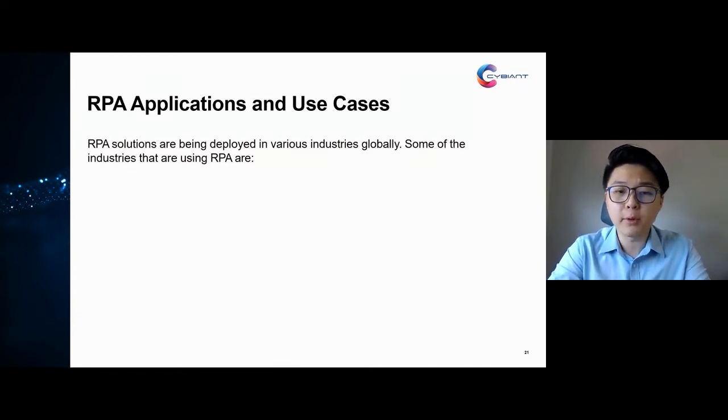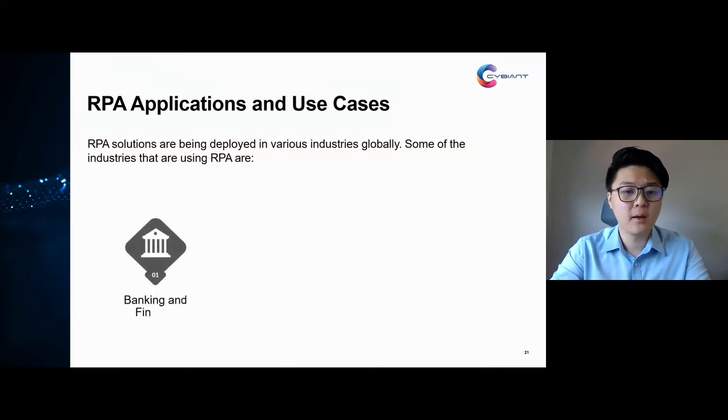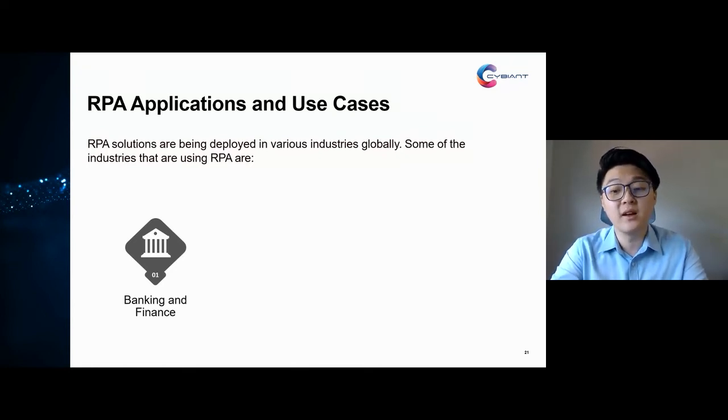RPA solutions are being deployed in various industries globally. Some of the industries that are using RPA are banking and finance. This industry benefits considerably from RPA as it helps them strengthen their compliance processes. RPA development helps in achieving operational efficiency and provides better analytical insight. Processes such as retail credit assessment, fraud prevention, and account settlement and payment clearance are already automated in the banking and finance industry.